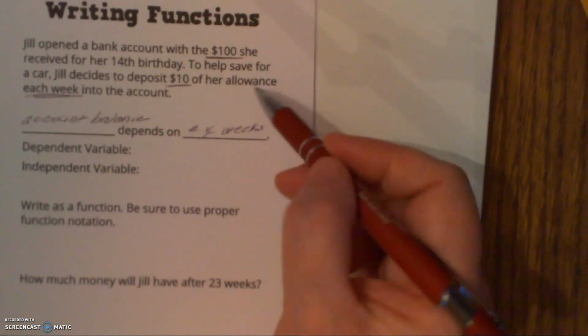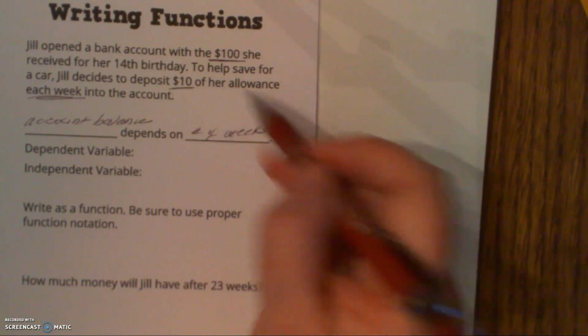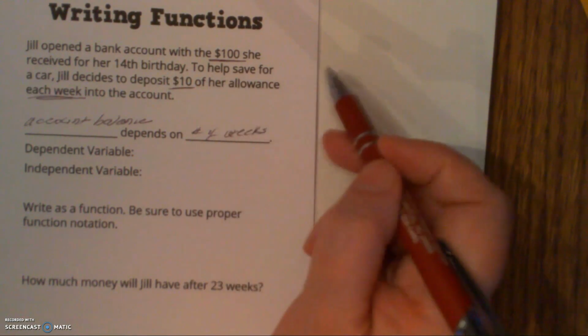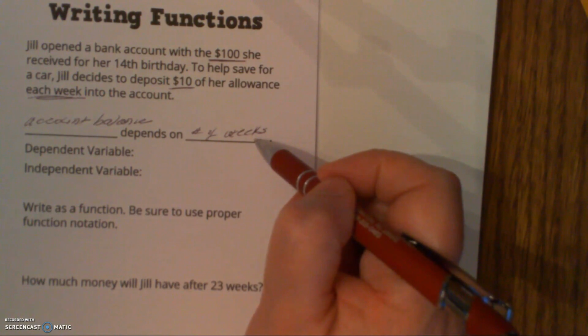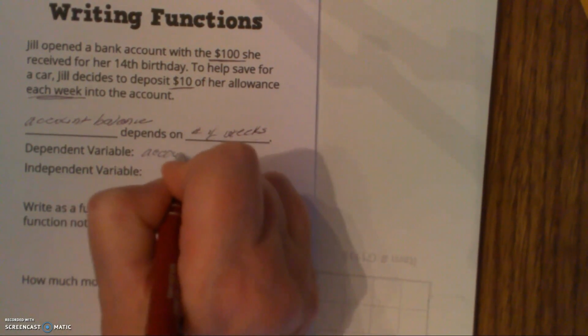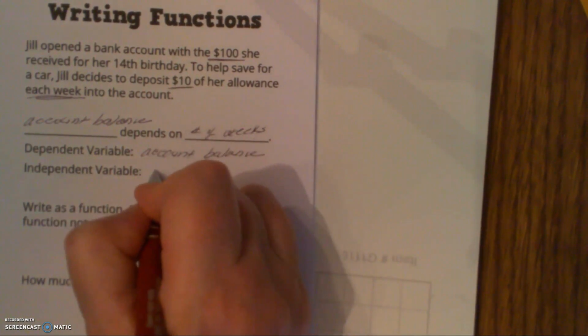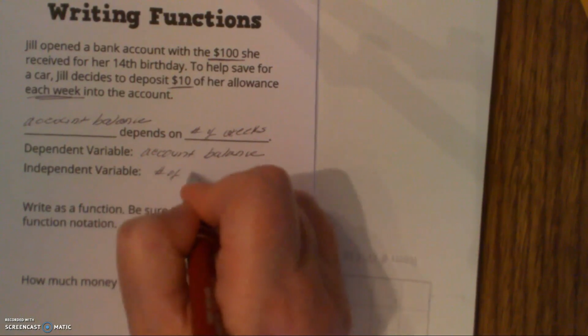And I say that because if she adds $10 for the first week, it's $10. If it's 2 weeks, it's $20. So it keeps increasing as she keeps on adding more money. So the dependent variable is the account balance, and the independent variable, which changes, is the number of weeks.